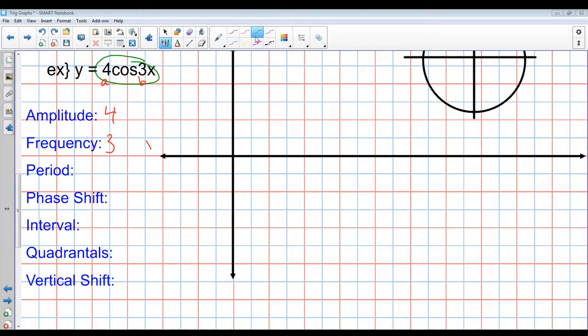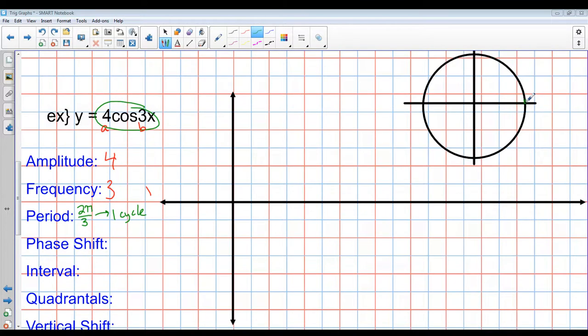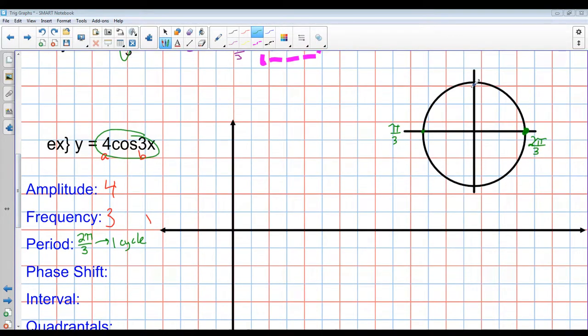The period, this is what really helps us here. The period, the formula we define that is 2 pi over b. In this case, our b is 3. So the period is 2 pi over 3. That's how long it takes to complete one full cycle. So if we're relating this back to the unit circle, I know this isn't on your notes. Instead of this being 2 pi, this is going to be 2 pi over 3. So if I cut that in half, it becomes 2 pi over 6 or 1 pi over 3. So that's where it completes half of our cycle. We cut that in half, it becomes pi over 6.